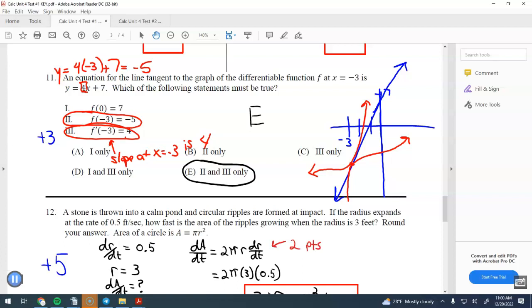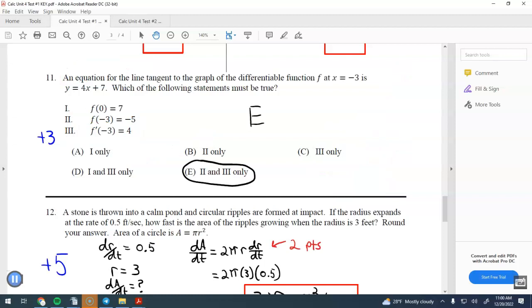Before I do that, are we good on this one? Later, are you good? Yeah. Okay. On 13 on this? Yeah, I just forgot which test it was on. Okay.